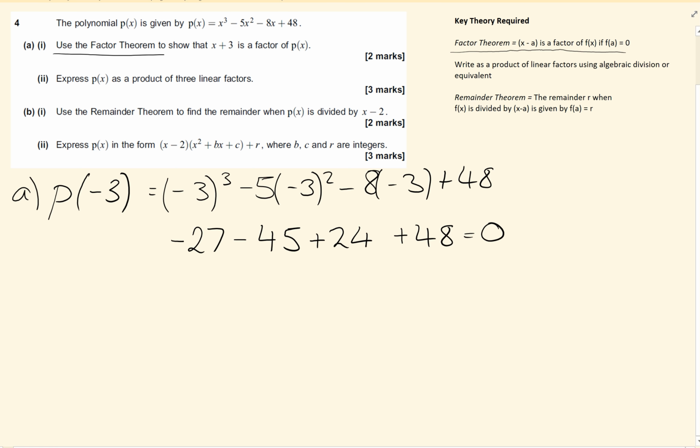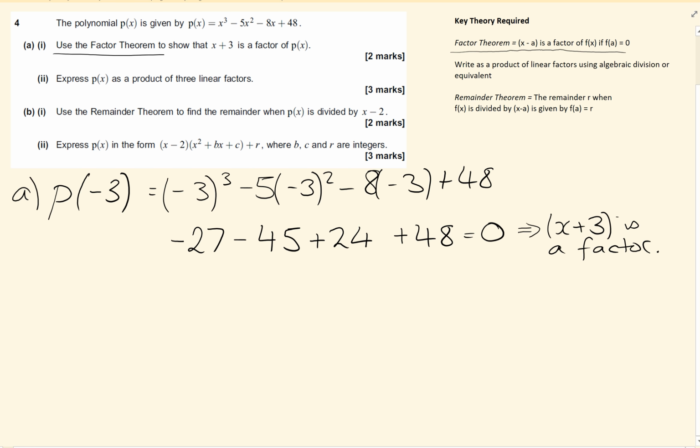Now you must then say, therefore, x plus 3 is a factor. If you don't write that statement, you lose a mark. So it's not worth not writing, therefore x plus 3 is a factor.